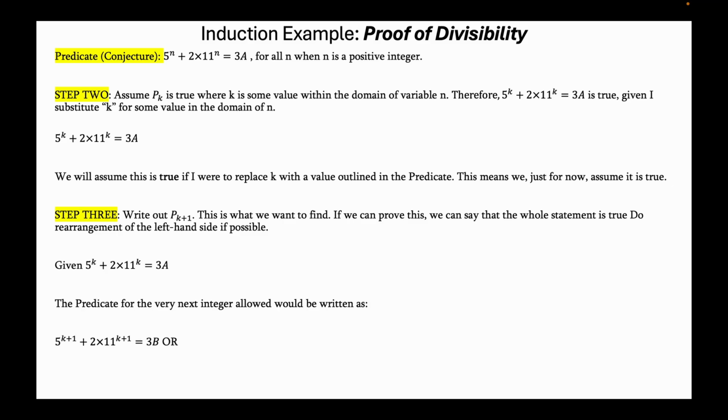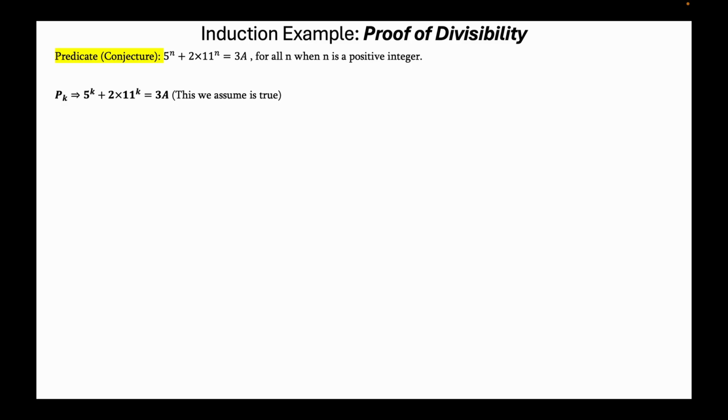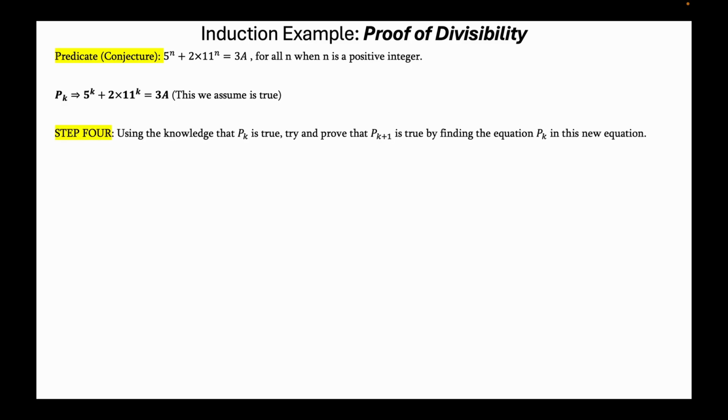Given that, I could write it as 5^(k+1) + 2 × 11^(k+1) = 3b, where b is another different integer. And I can expand that into 5^k times 5^1, and that's just because of exponent laws. So now I'm going to say that that is true, as before, and using that knowledge, try and prove that this next one is true.